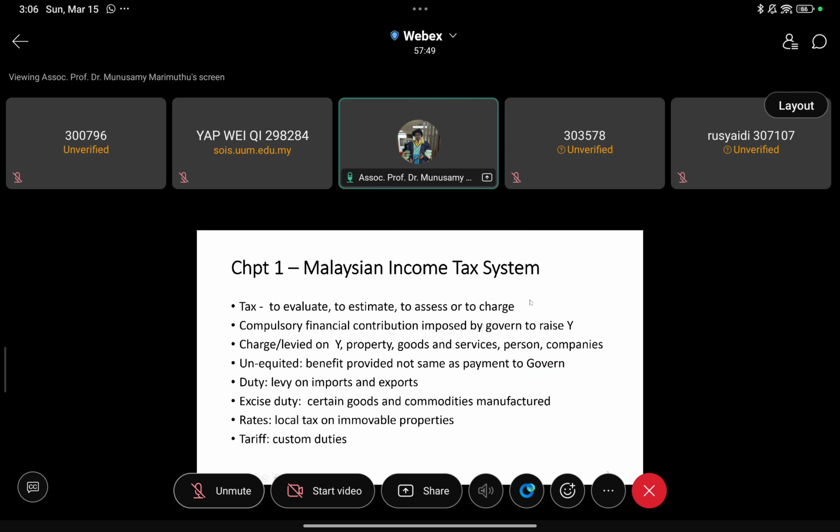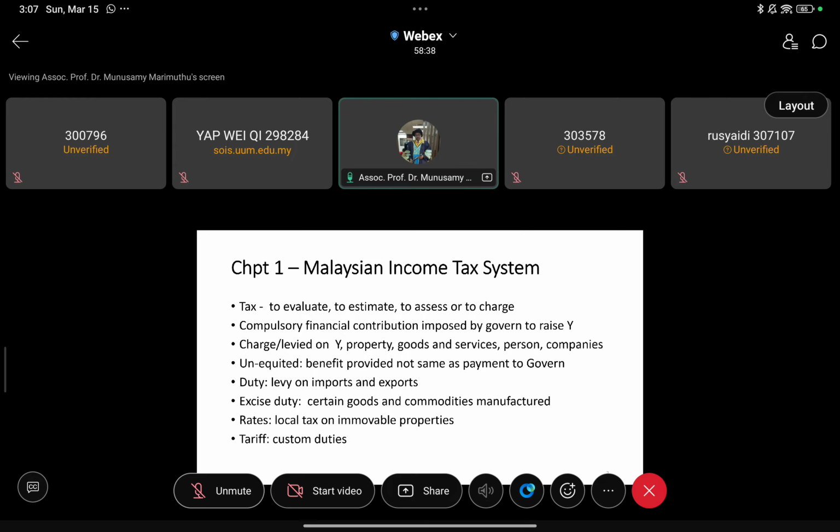So tax is a compulsory payment. Every government needs its citizens to pay tax. Only 2 countries in the world don't have tax. One is Brunei Darussalam. Another one, sir, not sure which one. There's one more country. In these 2 countries, citizens don't pay any tax.